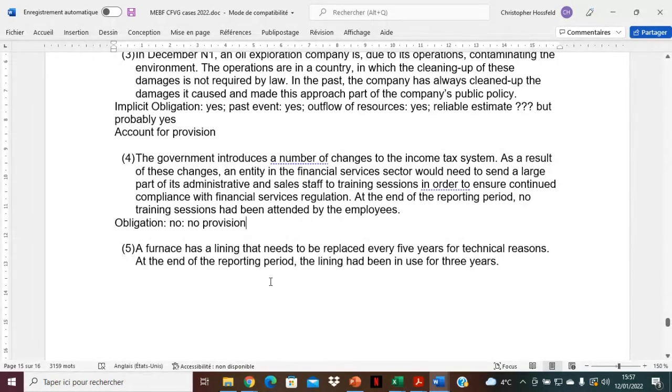Okay, and the last one: a furnace has a lining that needs to be replaced every 5 years for technical reasons. At the end of the reporting date, the lining had been in use for 3 years. Okay, so do I need to set up a provision for the replacement of the lining? The first one, do I have an obligation for this replacement?